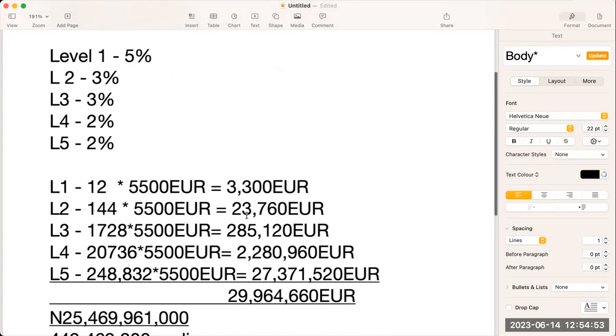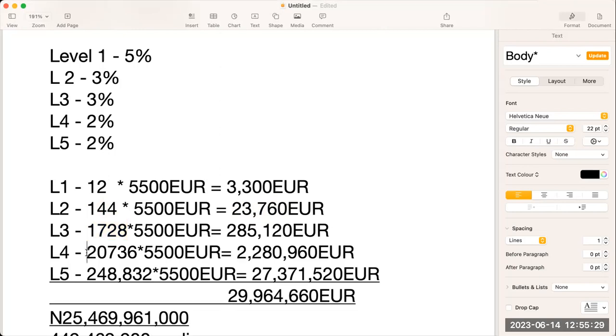Now, level two, because you have 144 people there and they purchase their voucher up to 5,500 euro, you have made 23,760 euros. Incredible. Level three is 3%. When your 144 people get their 12 downlines, you have 1,728 people there. Multiplied by 5,500 euro voucher shopping point, you get what? 285,120 euros as commission.